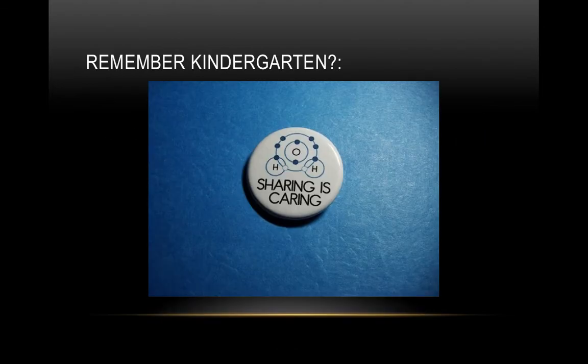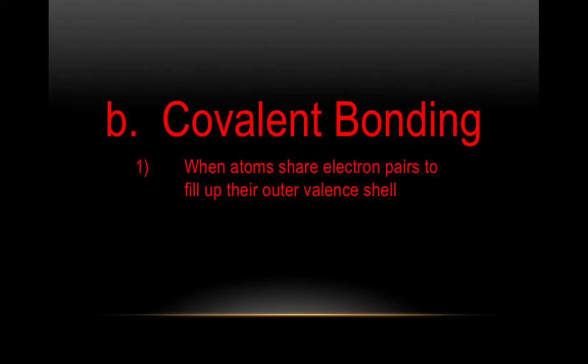Now, a nice way to remember what covalent bonds are is remembering something we learned in kindergarten. And here's a nice little button here. Sharing is caring. Now with covalent bonds, the sharing is caring means that we're not giving and taking like we do in ionic bonding. We're sharing. So instead of passing those electrons off, the electrons that are needed are gained by sharing equally. So covalent bonding is when atoms share electron pairs to fill up their outer valence shell.